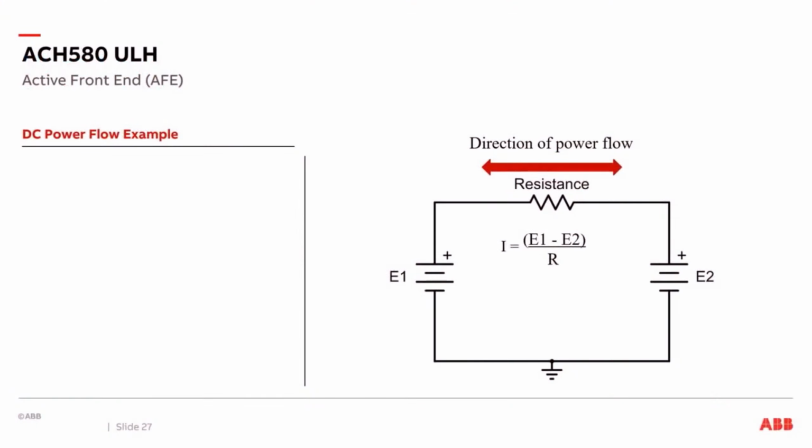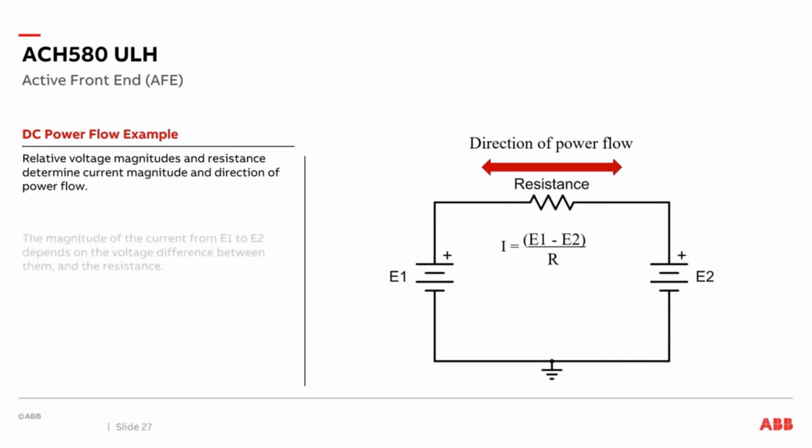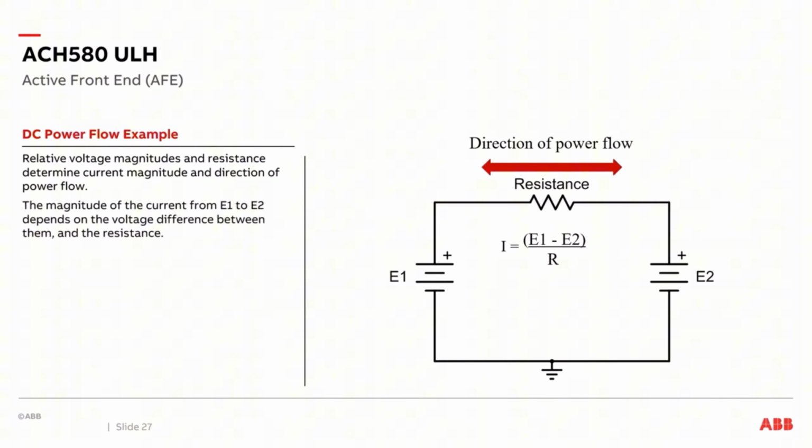So let's talk about direction of flow. Let's say we had two power supplies and a resistor. Looking at a DC power supply, relative voltage magnitudes and resistance determine the current magnitude and direction of power flow. The magnitude of the current from E1 to E2 depends on the voltage difference across the resistor between the two power supplies.